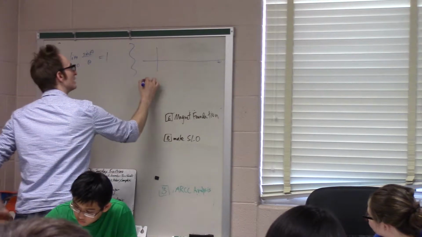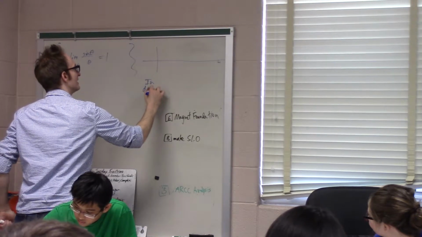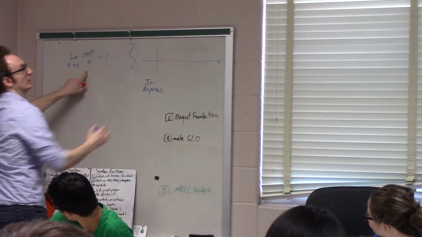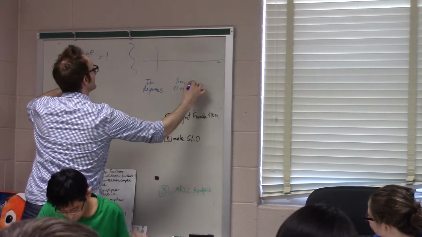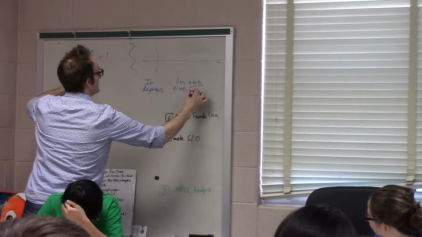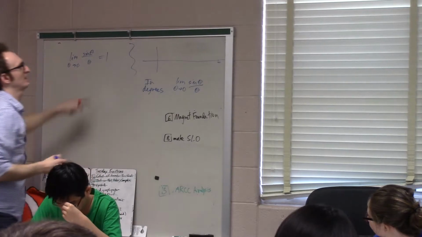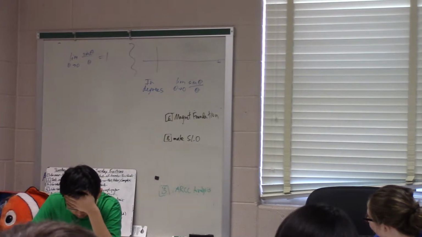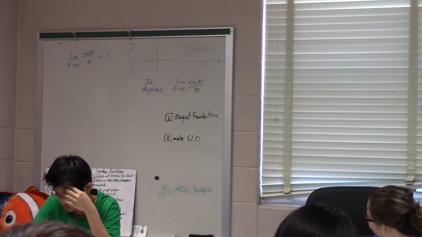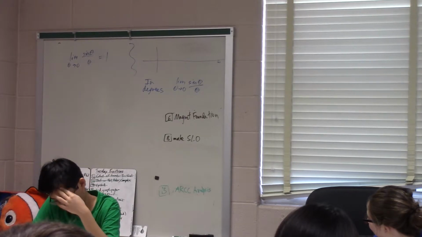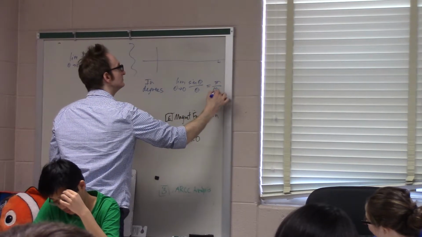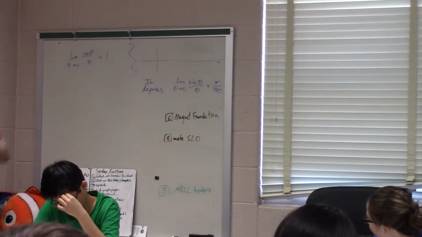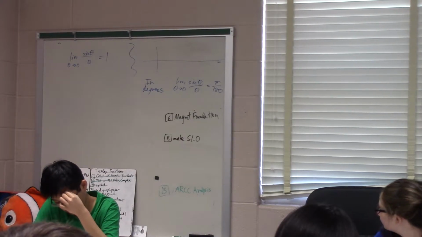In degrees, this is not true. In degrees, the limit as theta goes to 0 of sine theta over theta is going to be something really terrible. It's going to be pi over 180. Pi over 180. It's going to be really stretched out.